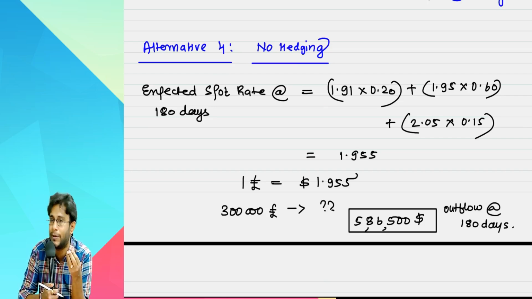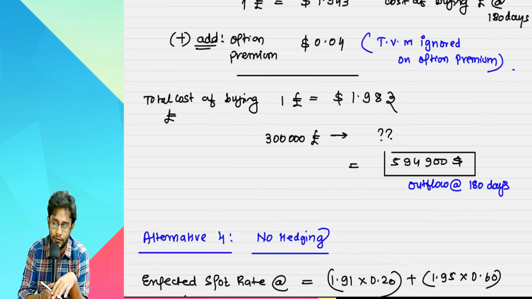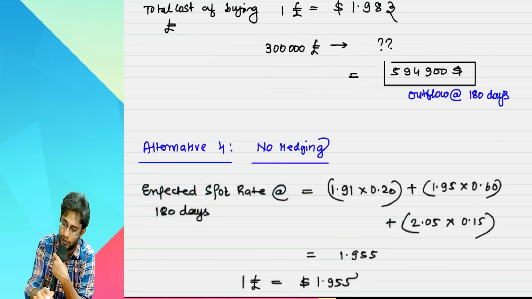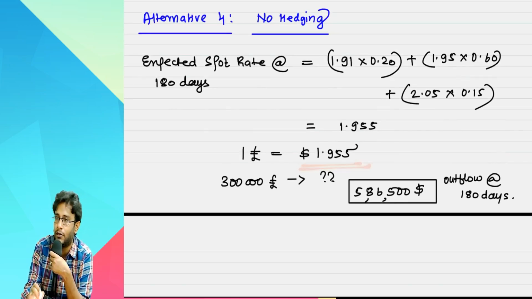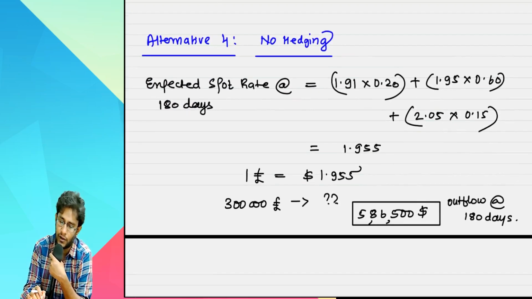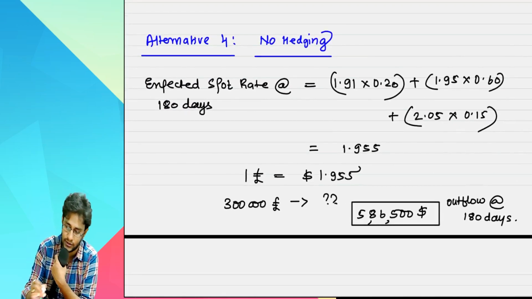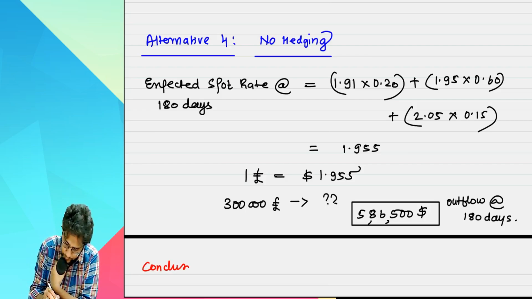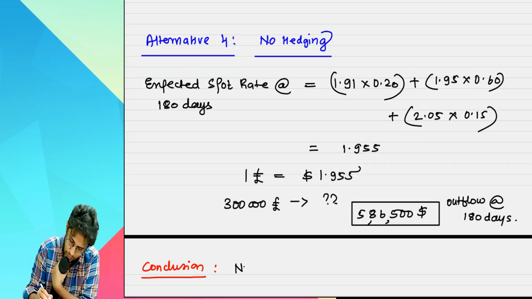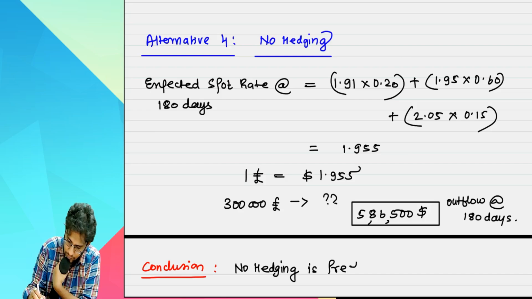See, actually the call option was better. But why the call option failed here is, here effectively your purchase cost of a pound is only 1.943, whereas in the last case it is 1.955. But the call option is failing because of the premium. The forward rate is higher, and money market interest rates are disadvantageous for you. Conclusion: no hedging is preferred due to lower outflow.